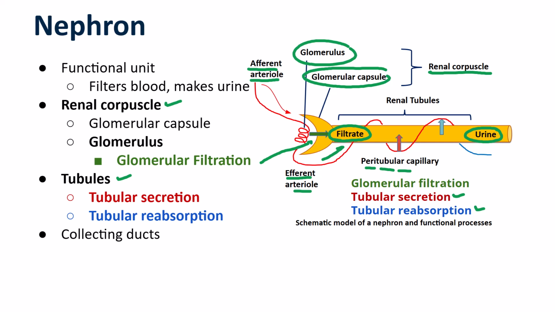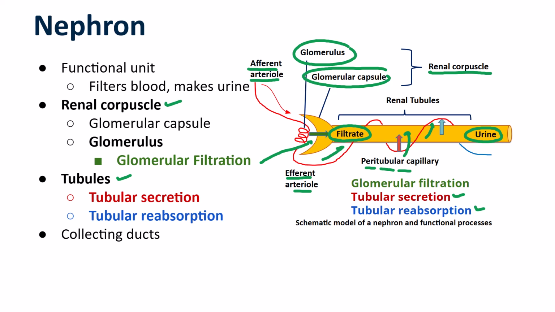left with urine. Now, these processes are going to be very dynamic, and they are going to depend on conditions within the body, such that anytime we need to move materials from the peritubular capillaries into the tubules, we call that tubular secretion. And anytime we need to reclaim or reabsorb materials from the filtrate back into the cardiovascular system, we call this tubular reabsorption.